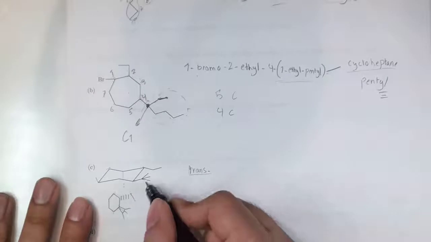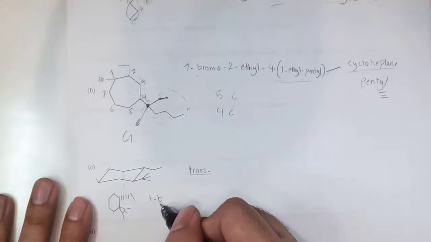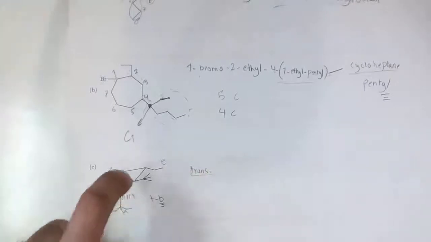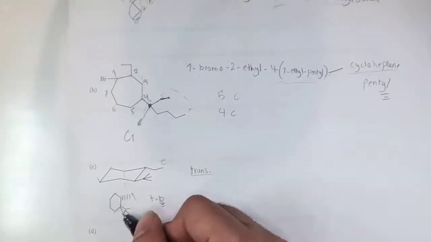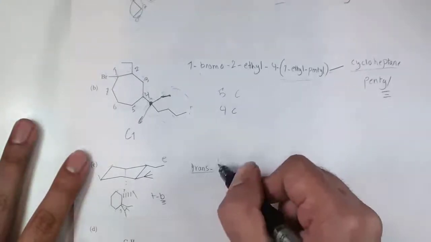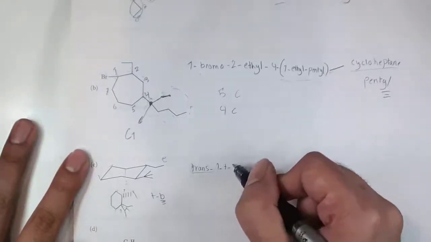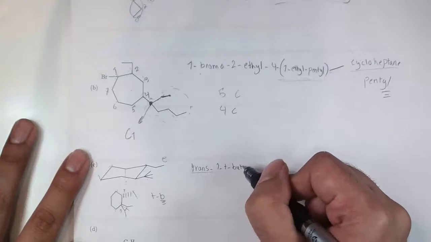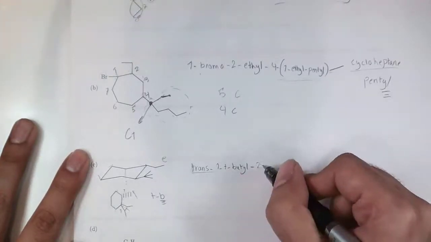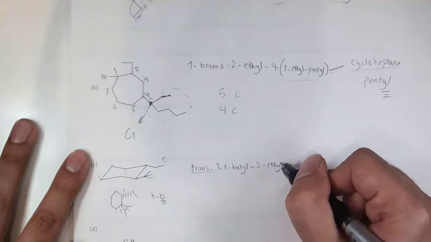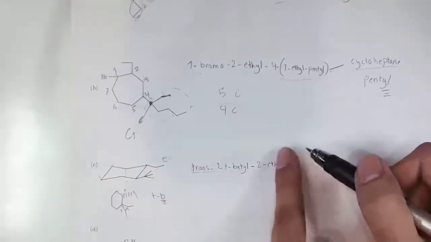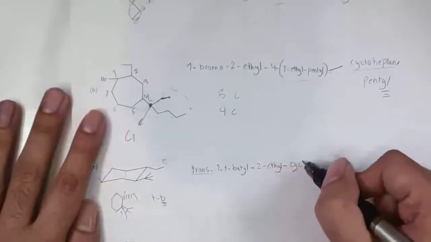For example, here I have T-butyl, so since B comes before ethyl, I'm going to name this as 1. So I'm going to have this B1, this B2. So I'm going to say 1-T-butyl, 2-ethyl cyclohexane. This dash can also not be here, so it's up to you.